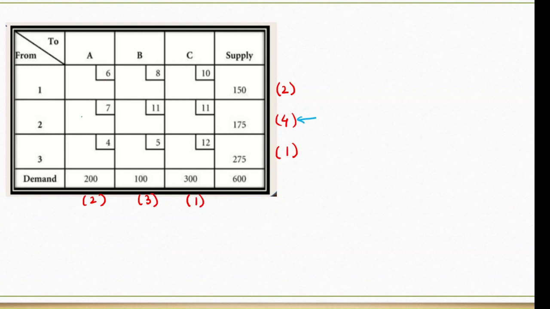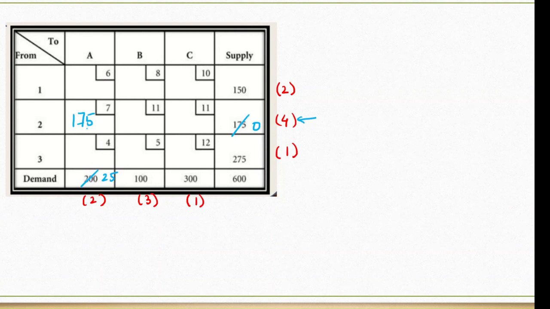Now the rest of the steps remain the same as we applied in the northwest corner method and the least cost method. So of the demand and the supply in this particular cell, the minimum is 175. So I'll be allocating 175 units here and this becomes 0, and 200 minus 175 is 25. So this is how we'll be doing it.